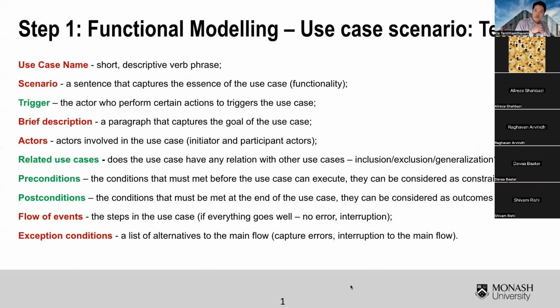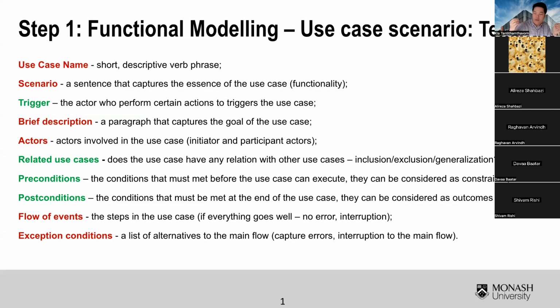Okay, so when we draw the use case scenarios, there are some notations, syntax, and language that we need to follow. For example, the use case scenario should describe the use case name, which should be a short descriptive verb phrase. What is the scenario? Who triggers it? What is a brief description? It can be a paragraph that captures the goal of the use case. Who are the actors? The actors here means the people who are mainly involved in the use case. It can be the initiator or the participant actors. And what are the related use cases?